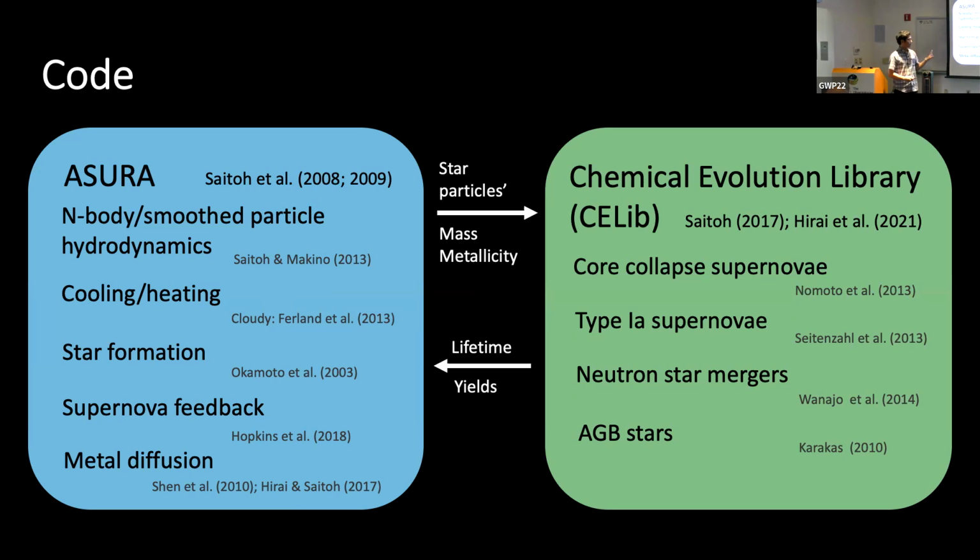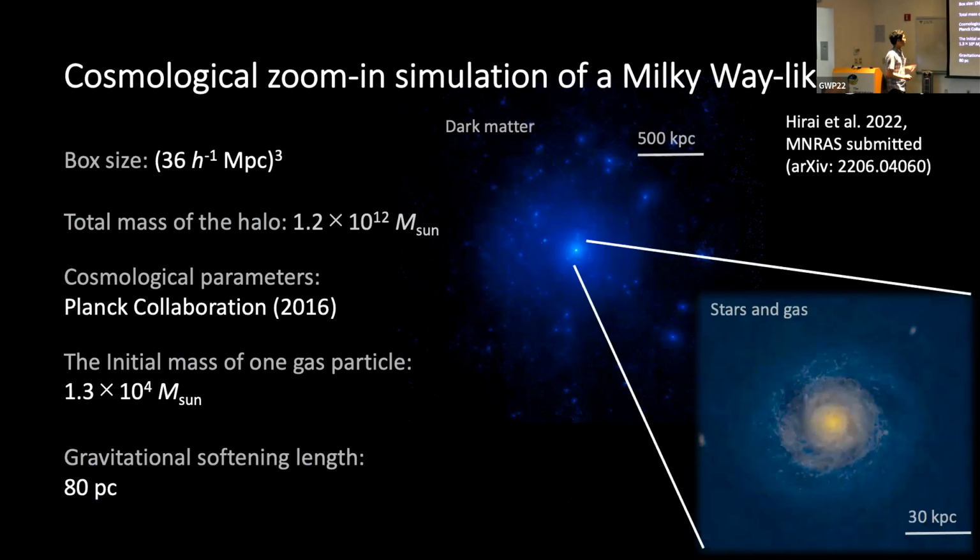By using this code, we perform very high resolution cosmological zoom-in simulations. We perform the cosmological simulations with a box size of 36 megaparsecs, and we pick Milky Way-like galaxies like this. This is the dark matter distribution of our simulations, and this is the stars and gas of our simulated results. The gas mass resolution of our simulation is about 10^4 solar masses, so it has enough resolution to resolve the building blocks of the Milky Way. Using these simulations, we have computed the enrichment of the R process elements.